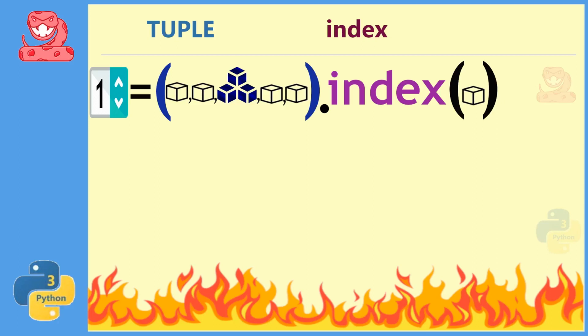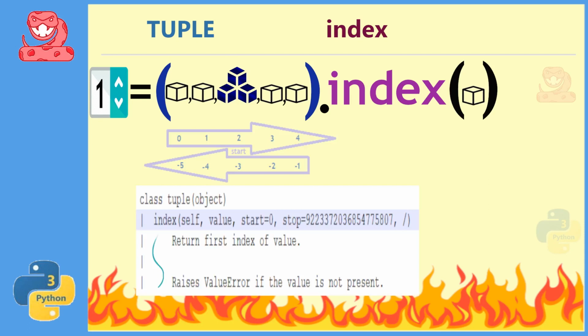Hello everyone, let's consider how to return the first index of a value in the tuple. To do this, we will use the index method from the tuple class.